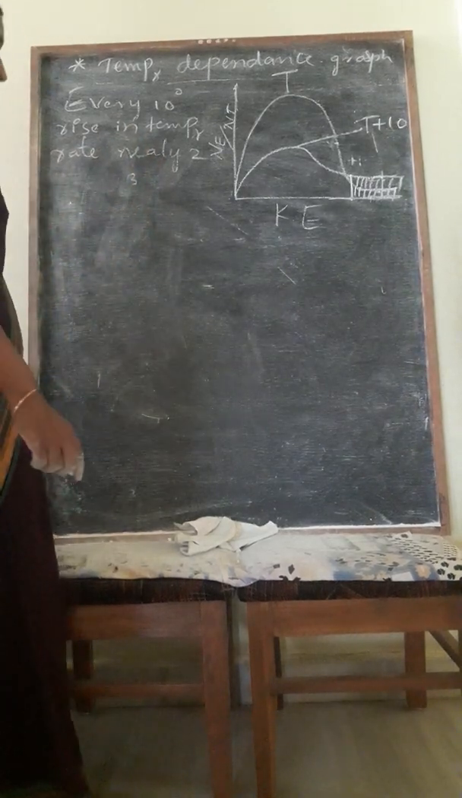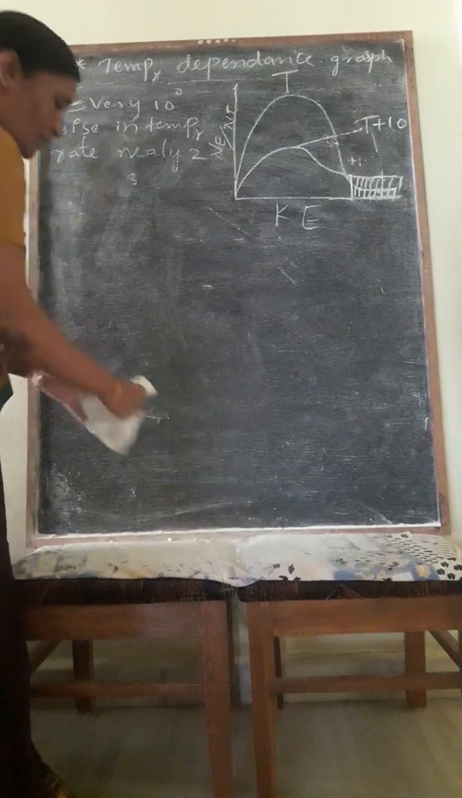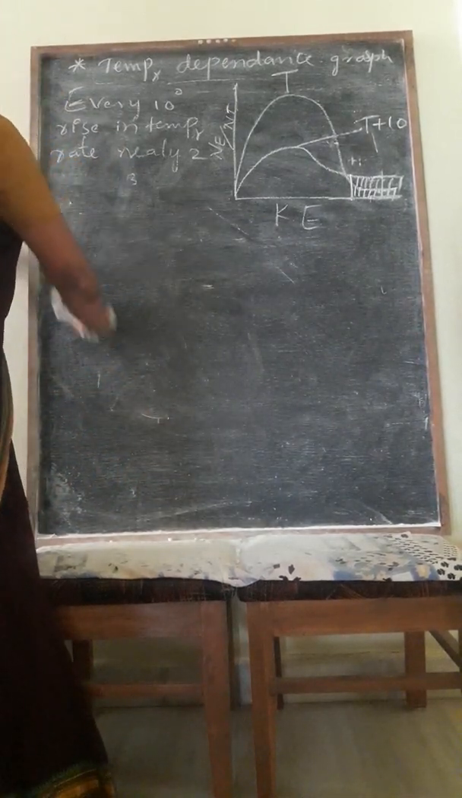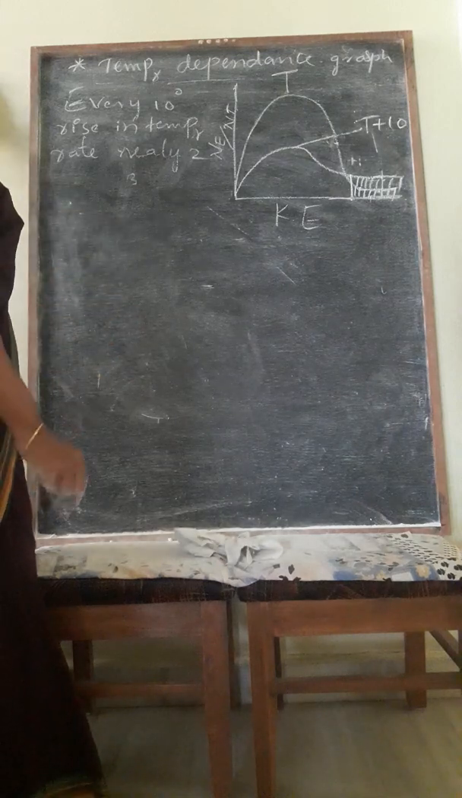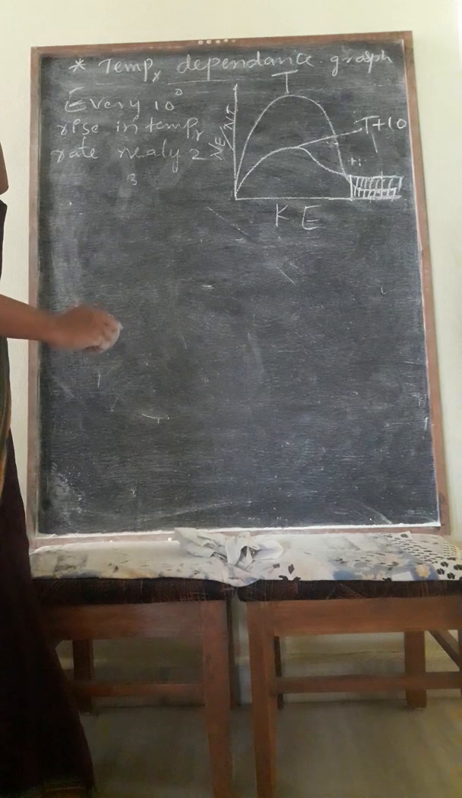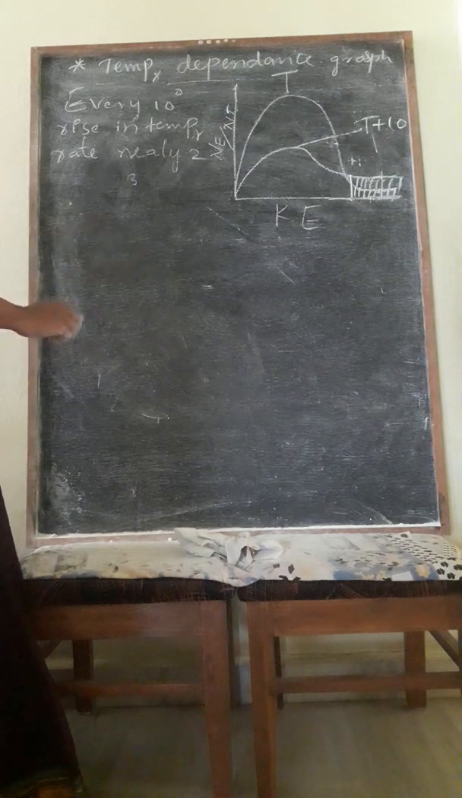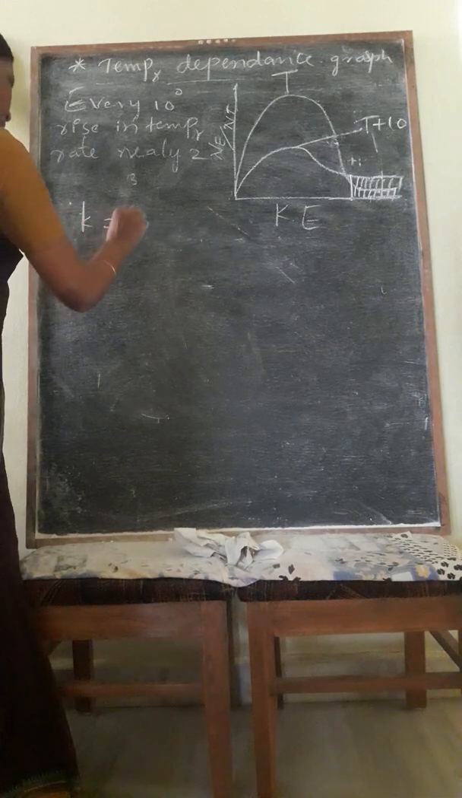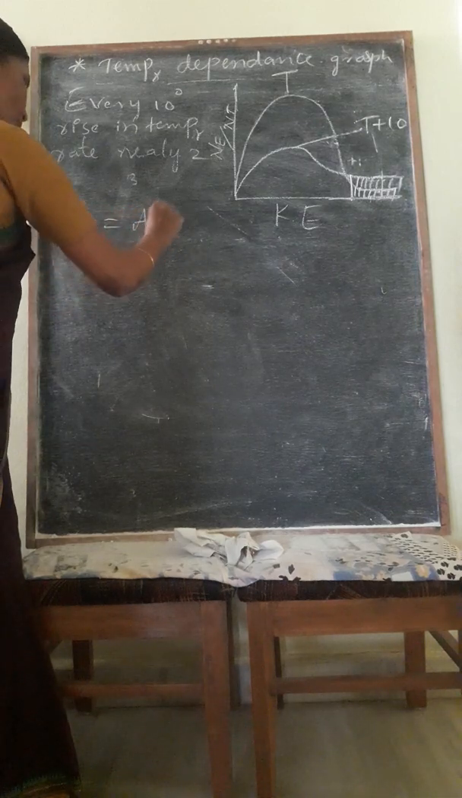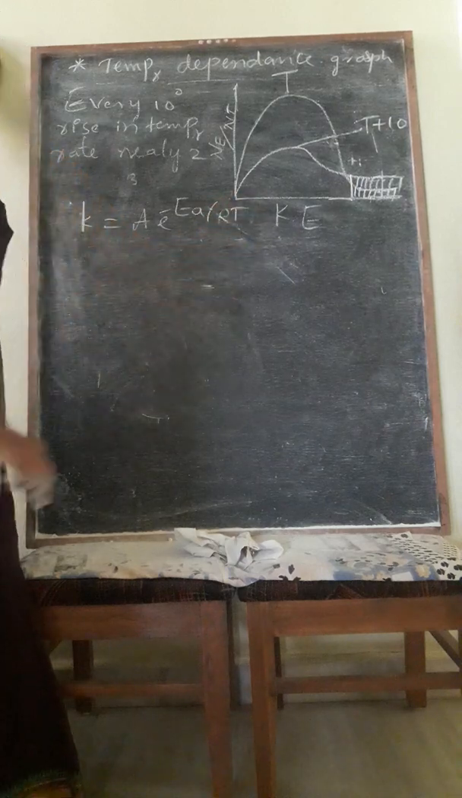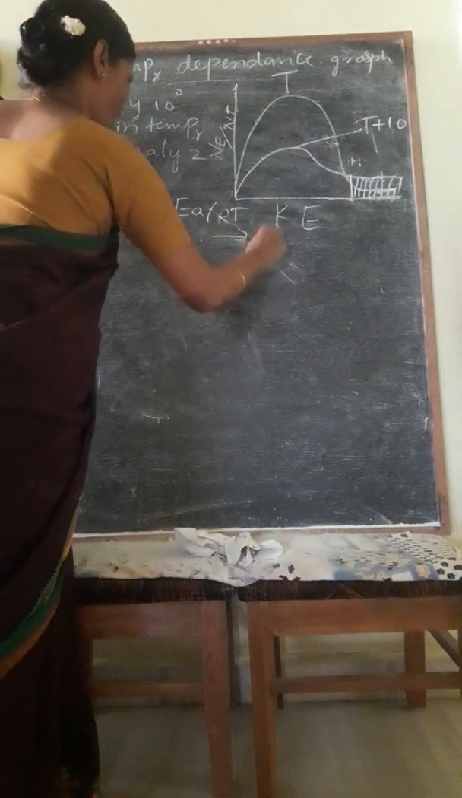Okay, so this is about the temperature dependence graph. Now in a similar way, I will give one important equation. That equation is of Arrhenius form. That equation is k equals A into e raised to minus Ea divided by RT. ಇದು ಒಂದು ಫಾರ್ಮ್ Arrhenius equation.